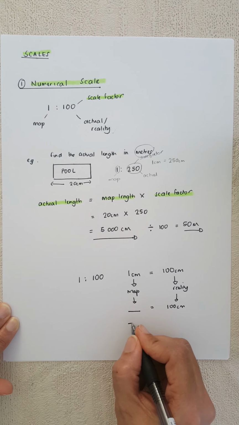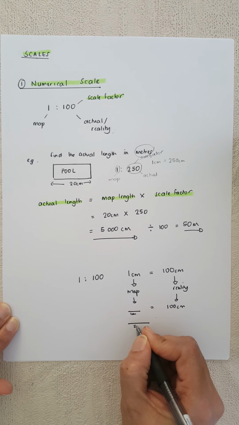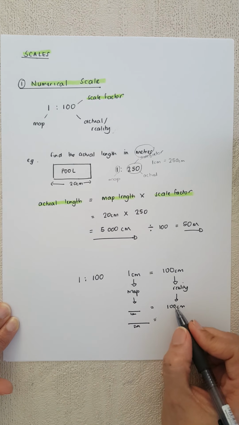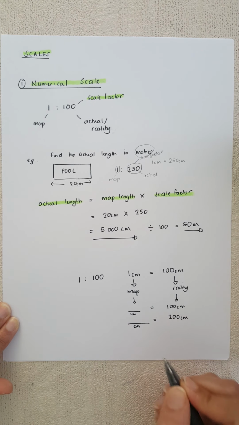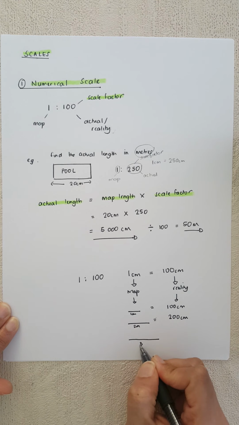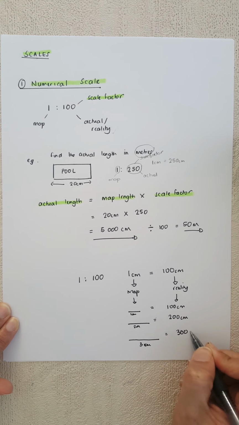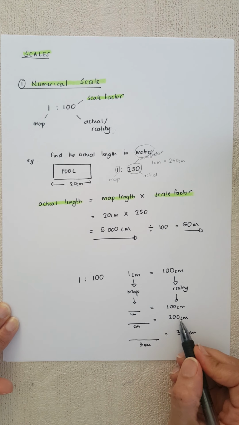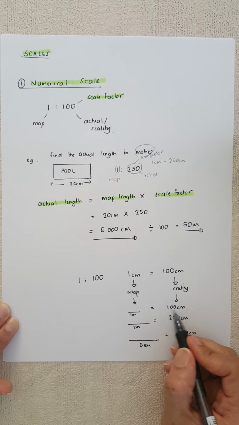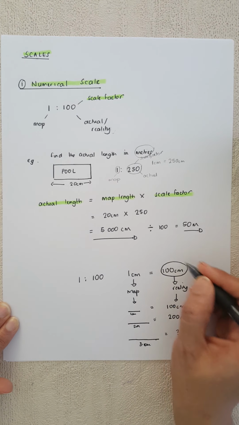If I draw a line that's 2 centimeters, in reality how much is it going to be? It's going to become 200 centimeters. If I'm drawing 3 centimeters, in reality it's going to be 300 centimeters. I just represent the 300 by 3 centimeters, the 200 by 2 centimeters, and the 100 by 1 centimeter. So I'm calling this part here my scale factor.